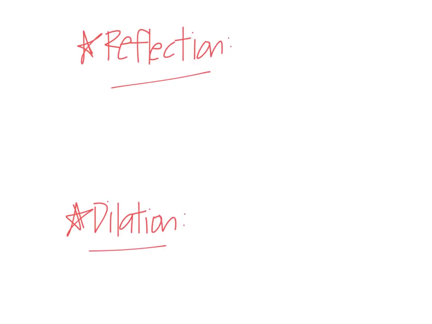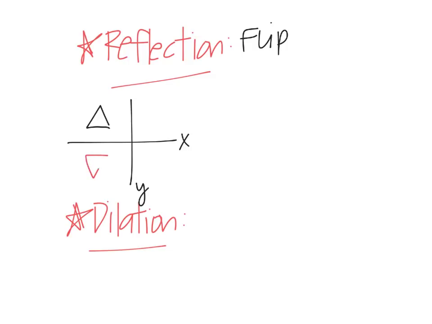Alright, so a reflection is a flip across either the x or the y axis. So coordinate grid, here's x, here's y. Let's say that they tell you to flip this triangle across the x-axis. That's going to come down here. Let's say they said the y-axis. We take this shape, reflect over y, it ends up over here.